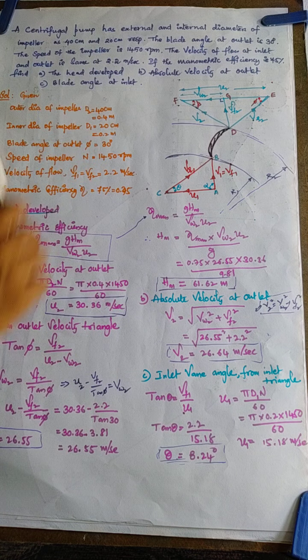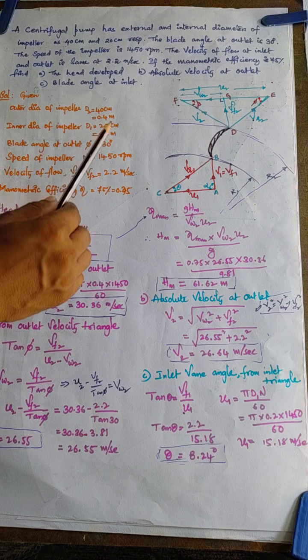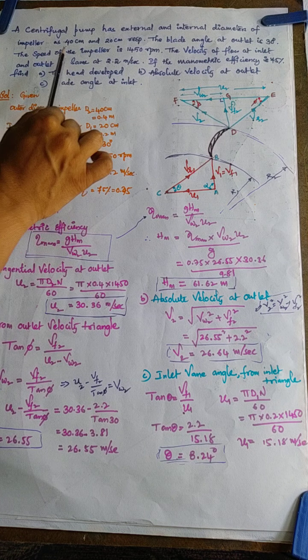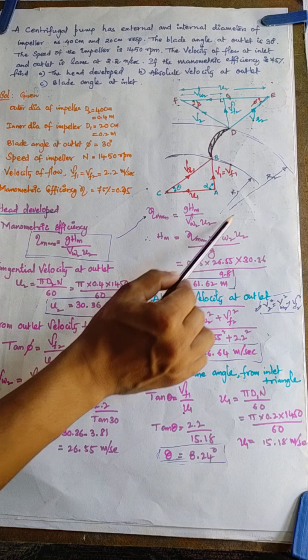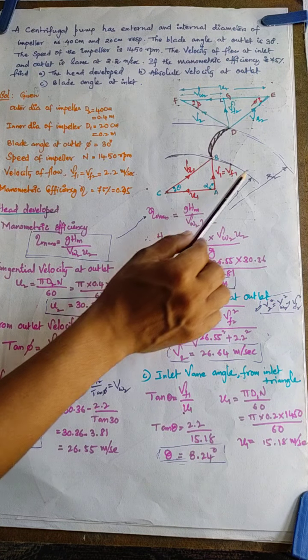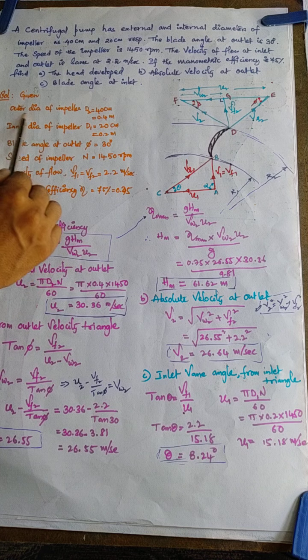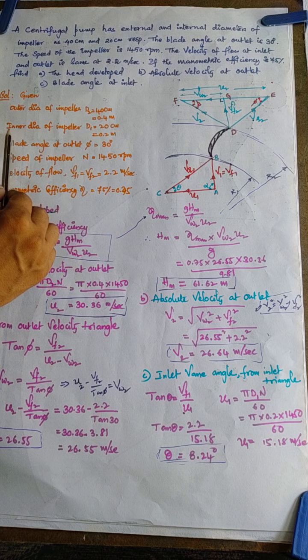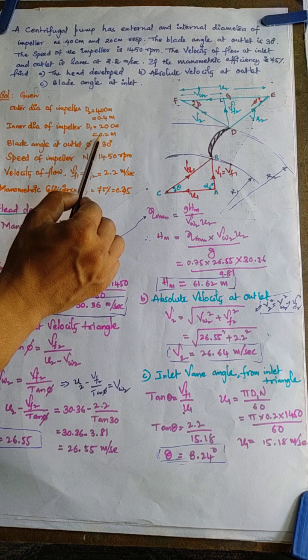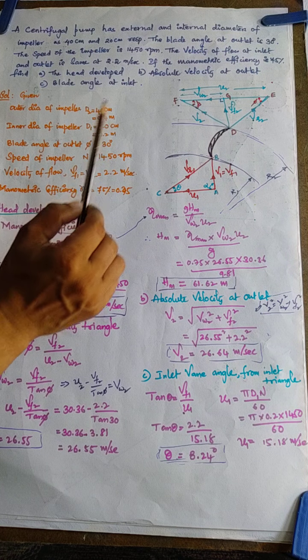And coming to the question part, see the given values carefully. So outlet diameter and inlet diameter: outlet diameter is up to here and inlet diameter is up to this point. So the outer diameter d2 is 40 centimeters, that is 0.4 meters. Inner diameter is 20 centimeters, that is equal to 0.2 meters.